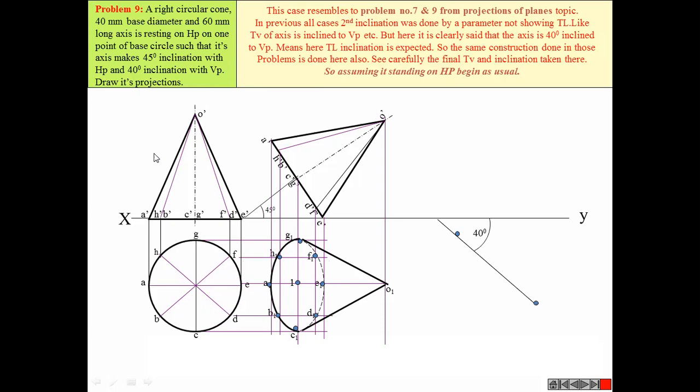Now see what is happening. This is the axis true length, that is making the 40 degree angle. So we generated that. This is the axis true length. Now we have the top view length of the axis here, this one, O1. This is the top view length of the axis. Correct or not?